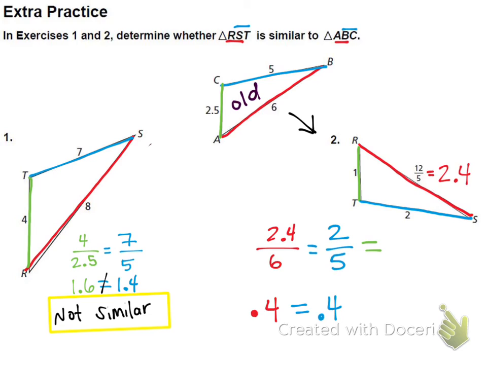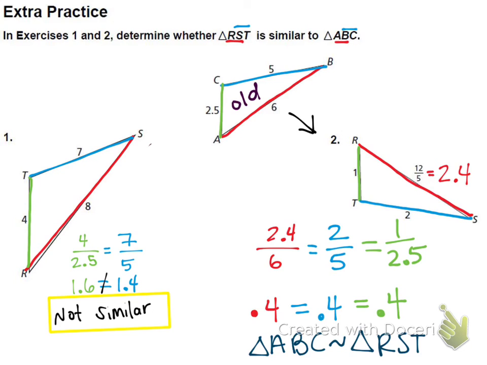So we have 2.5 and 1. Which one will go in the numerator? 1 over 2.5. What is that as a decimal? 0.4. Which means, don't turn yet, I'm just going to show you something. Which means triangle ABC is similar to triangle RST.